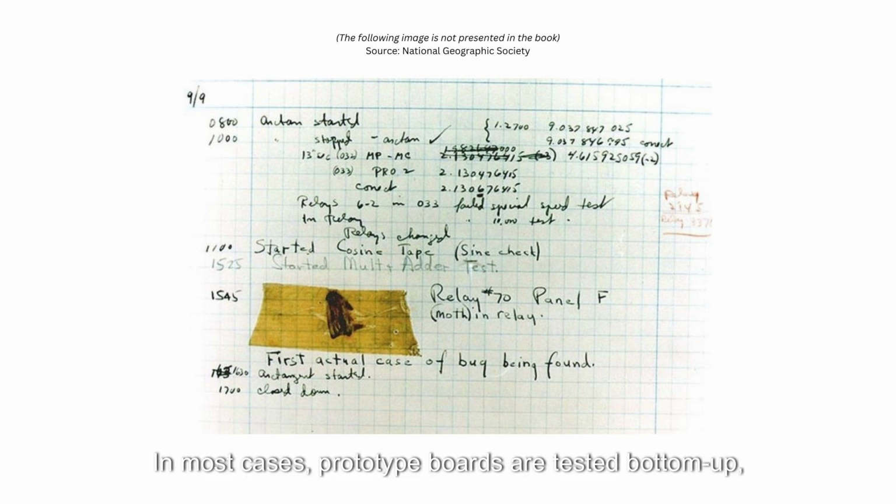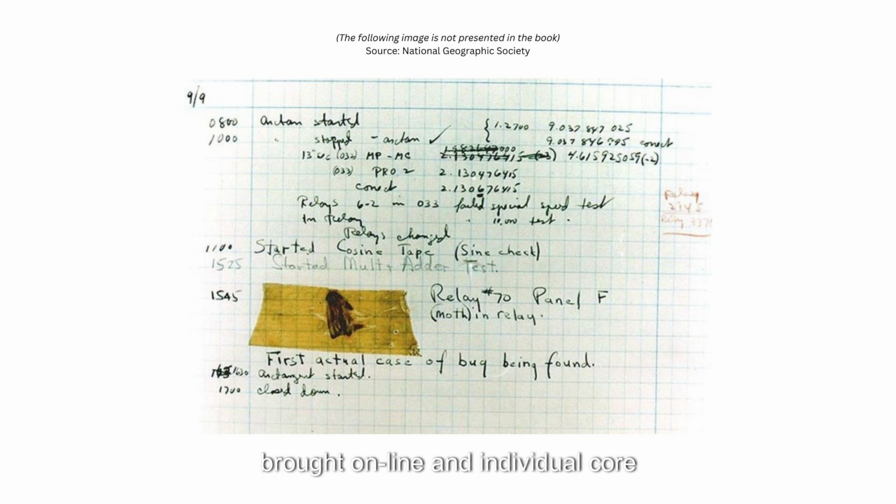In most cases, prototype boards are tested bottom-up, meaning that the board is systematically brought online, and individual core functionality, like clocking and reset, is checked, prior to testing the board like a black box. Component testing is usually performed on complex digital devices, such as microprocessors, DSPs, digital signal processors, FPGAs, field programmable gate arrays, and any chip that contains a JTAG port.